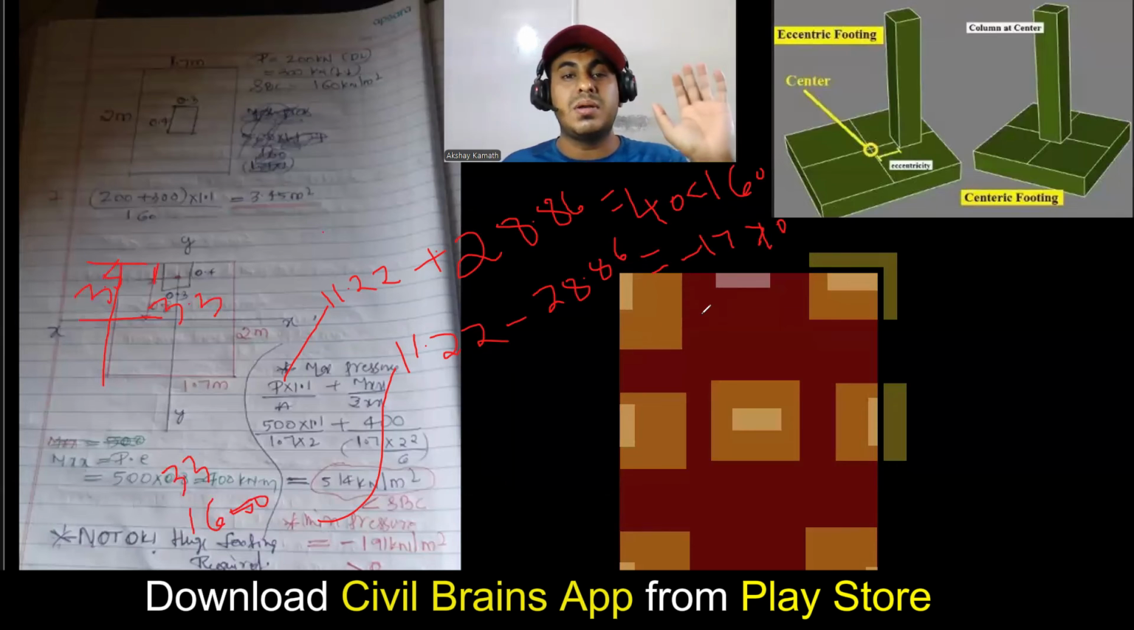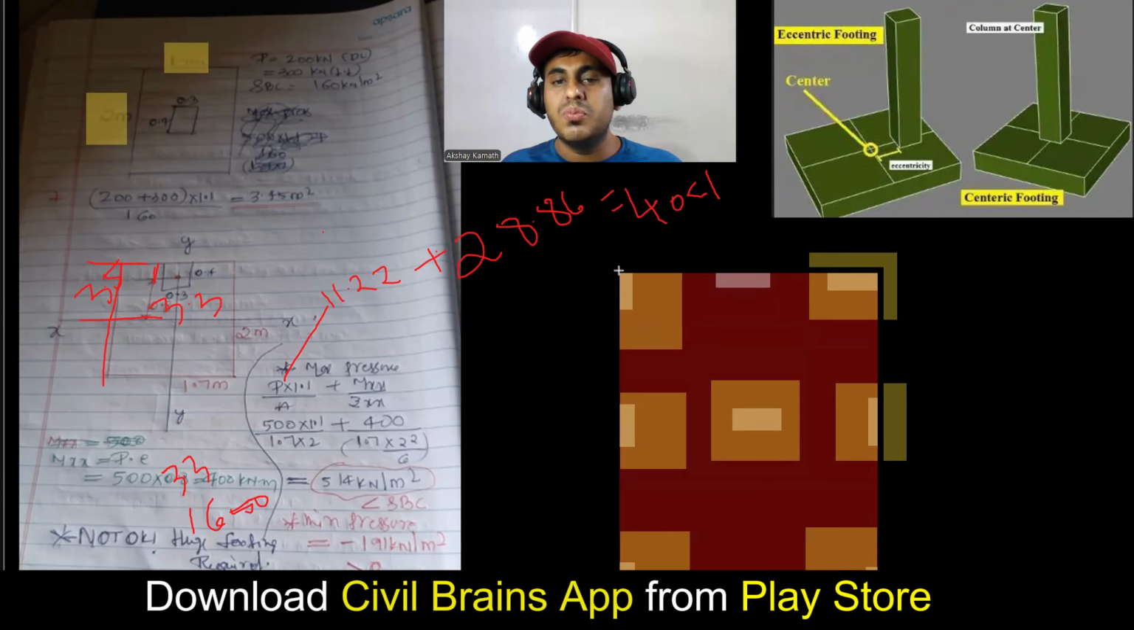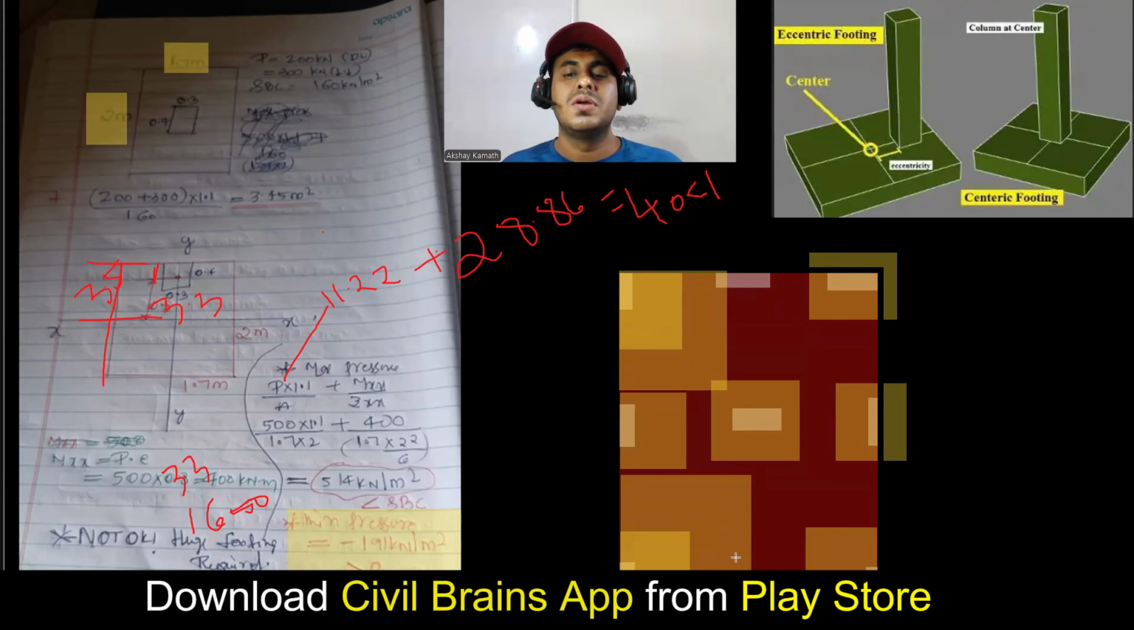You will tell, sir, take 10 meter by 10 meter. Even if you take 10 meter by 10 meter, nothing will happen. The main reason is that this particular one is going to increase a lot. So what is the solution? Before coming to the solution, try to understand the concept. I'll put it in a better way. Previously you had given a size of, let us say, 2 meter by 1.7 meter. Even if you provide a footing size of 7 meter by 7 meter, you cannot satisfy the minimum pressure criteria. So what is the solution?